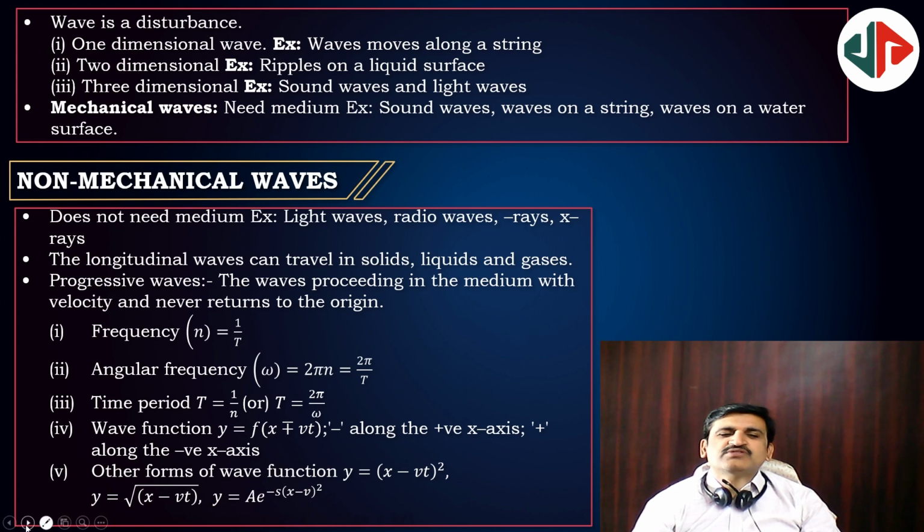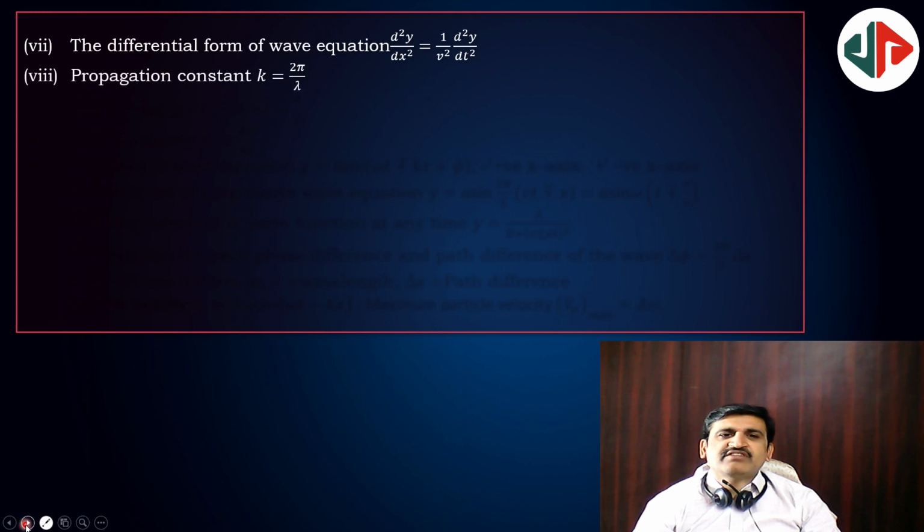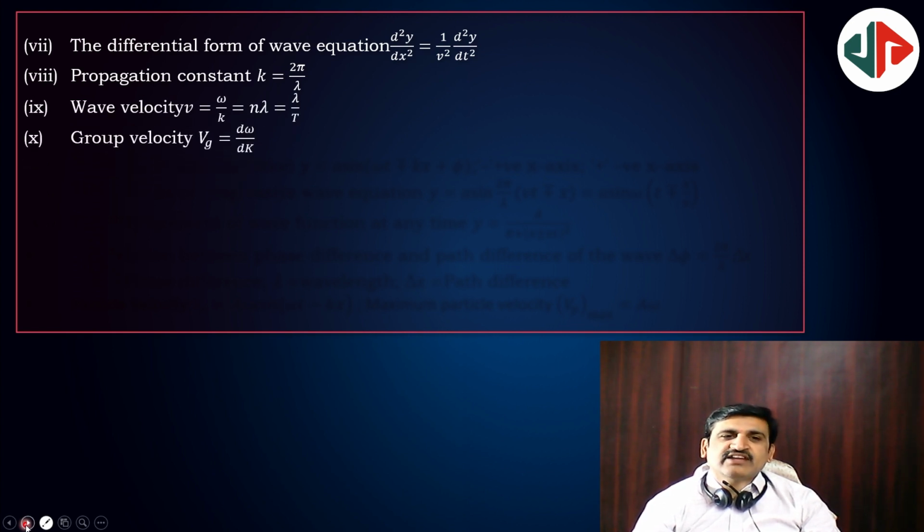We usually introduce the sinusoidal wave, but many wave types are there: sawtooth wave, square wave, and many more. The differential form of a wave equation is nothing but an SHM type of equation: d square y by dx square equals 1 by v square into d square y by dt square. Propagation constant k equals 2 pi by lambda. Wave velocity is v equals omega by k, that is equal to n lambda. Omega is the coefficient of time and k is the coefficient of x.